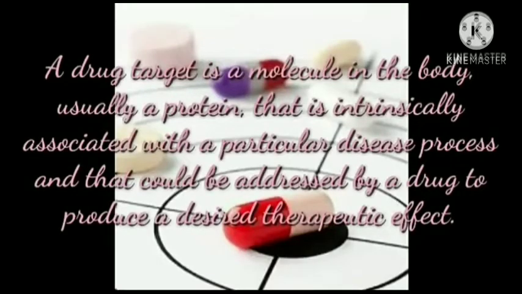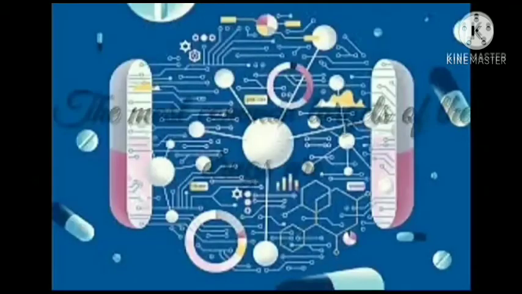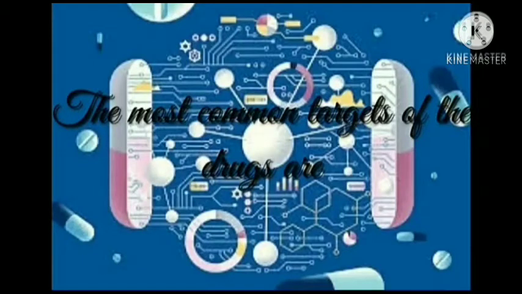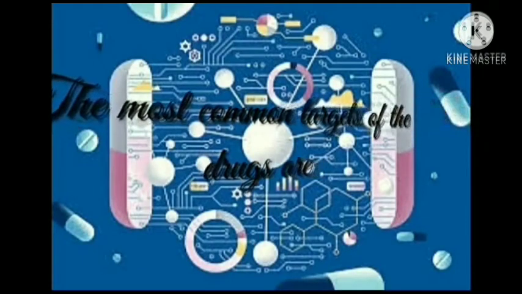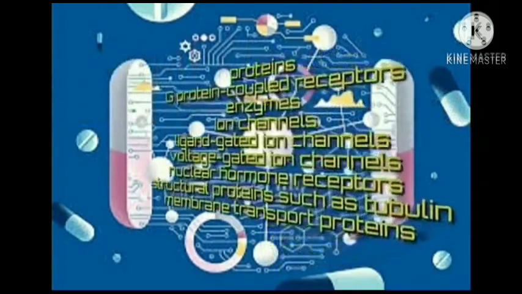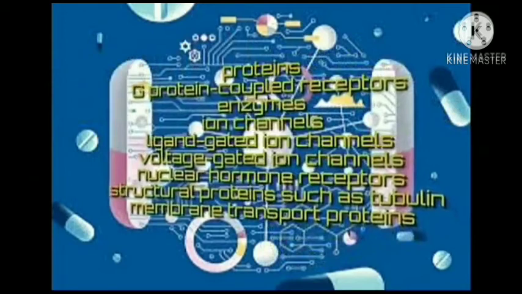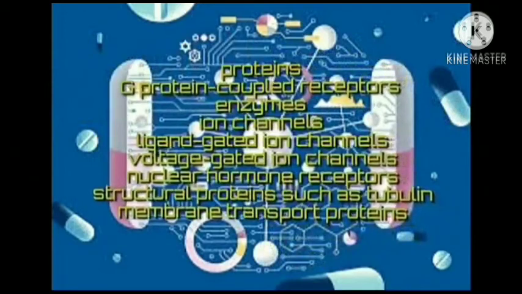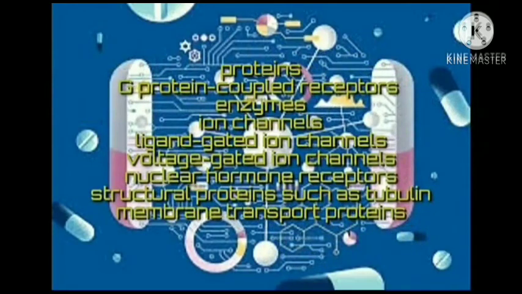A drug target is a molecule in the body, usually a protein, that is intrinsically associated with a particular disease process and that could be addressed by a drug to produce a desired therapeutic effect. The most common targets of drugs are proteins, G protein-coupled receptors, enzymes, ligand-gated ion channels, voltage-gated ion channels, nuclear hormone receptors, and structural proteins such as tubulin and membrane transport proteins.